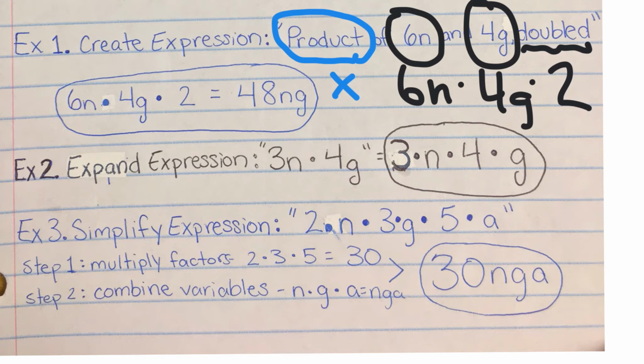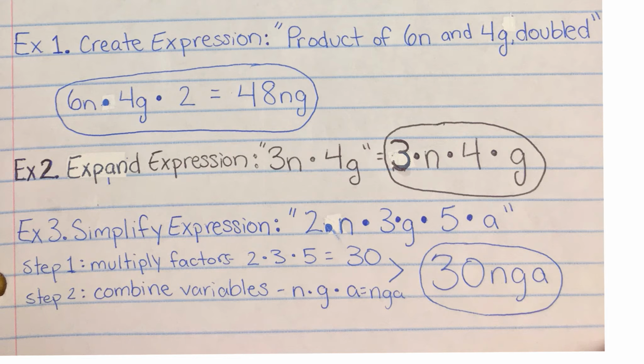So now that we've figured out what type of problem we're going to do and what values we need to multiply to get that, here is what we come up with. 6n times 4g times 2 equals 48ng.